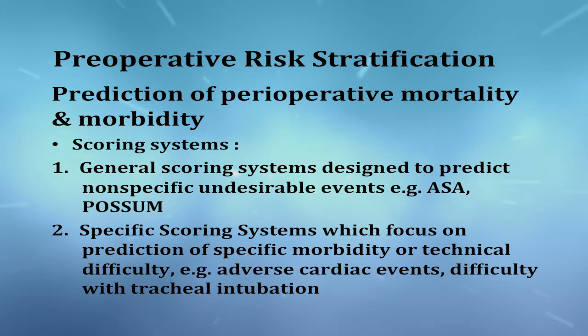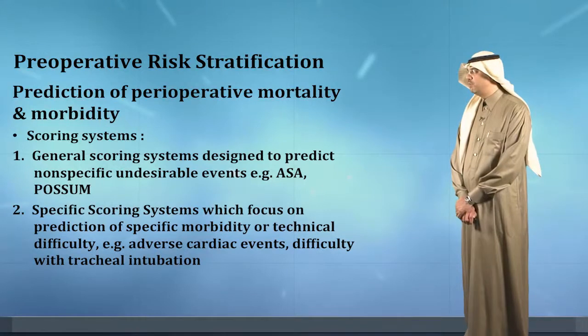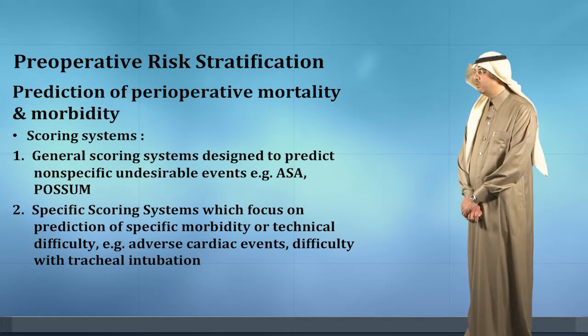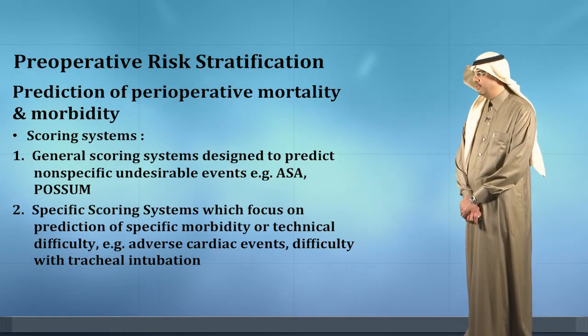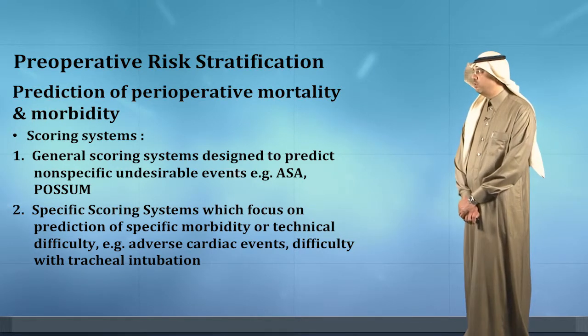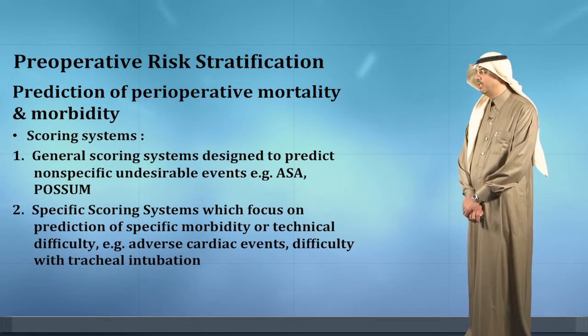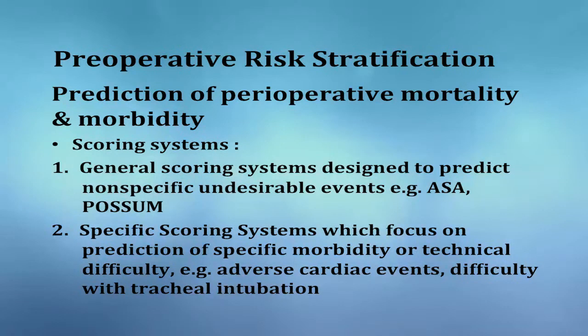What about risk stratification of patients? The prediction of perioperative mortality and morbidity is very important for the anesthetist before considering any surgical intervention. Usually there are scoring systems that can be utilized and can give an idea about risk stratification. The first one is the general scoring system, which is designed to predict nonspecific, undesirable events. Examples of these are the ASA system and the POSSUM system. And we're going to highlight some points about it later. And the specific scoring system focuses on prediction of specific morbidity or mortality or technical difficulty, such as adverse cardiac events or difficulty with tracheal intubation.